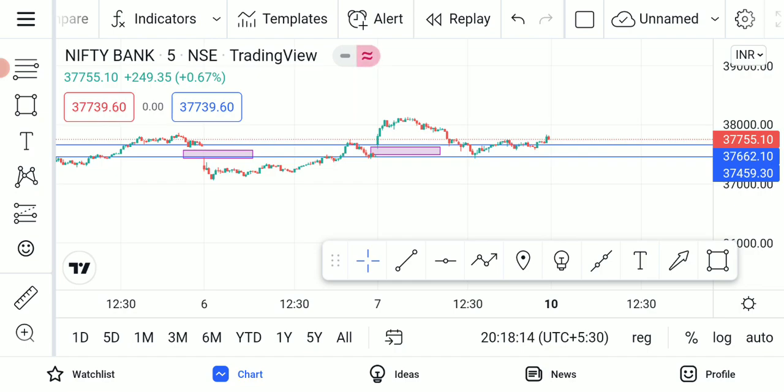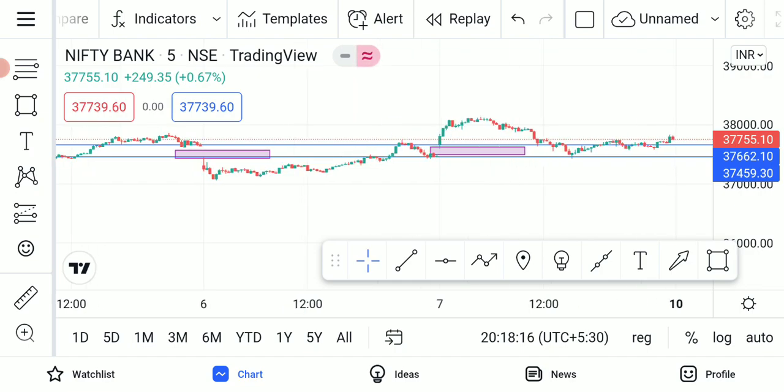So the gap, you can see, right? It went there, and there was some gap. The gap where it formed acts as a resistance. It did not succeed in breaking that resistance and again it came back.